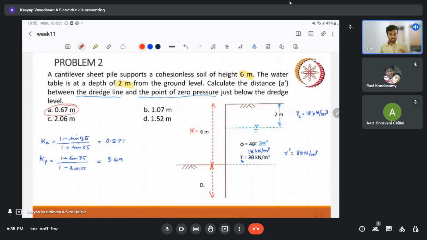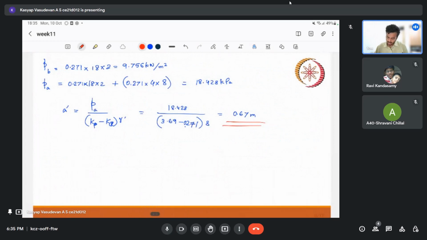Okay, so this is just one small step in the actual design of the retaining, sorry, the sheet pile wall, cantilever sheet pile wall. But simple questions are generally asked, whether it is assignment or the exam. So this is as simple as that. So this is the equation that I was talking about. I'll write it in a better way.